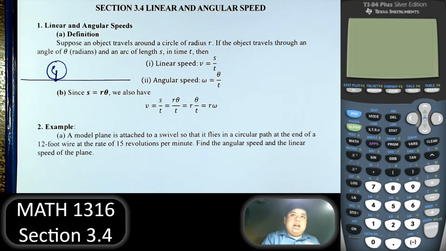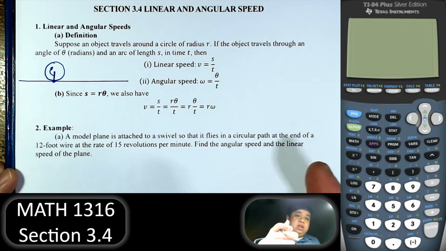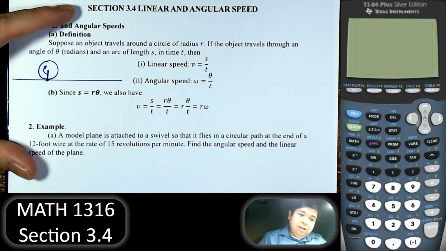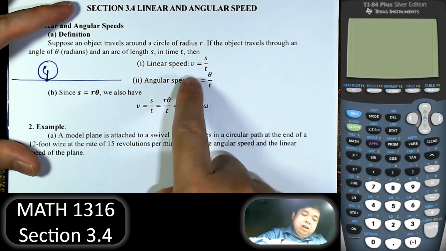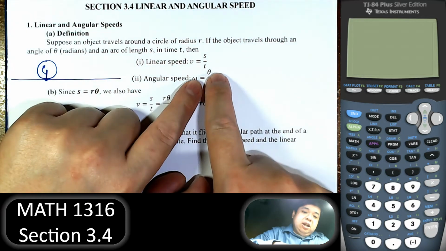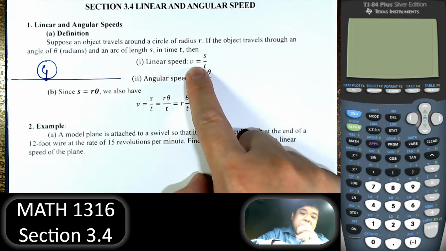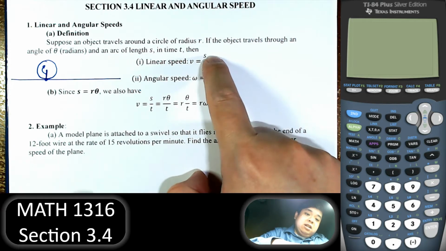So just now when we ride the car, there are two things: the speed of the car, which is usually miles per hour, and then another speed, the speed of rotating, RPM, which is revolutions per minute. And the angular speed is given by the change of the angle over time, and the velocity or the linear speed is the distance over time.